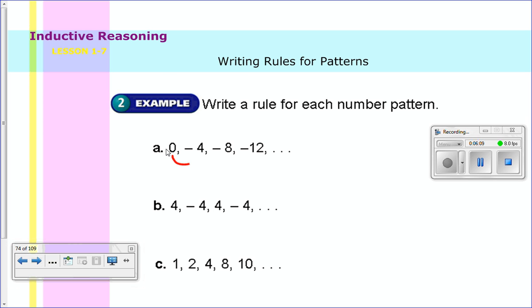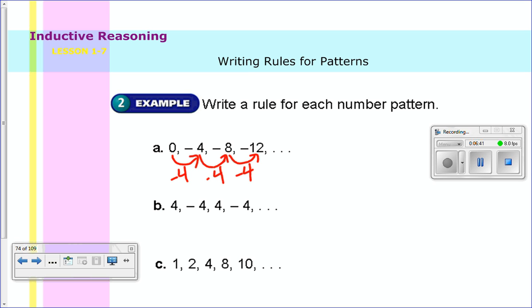Now again, I need to find out what is happening each time to get to that next number. Now, if it doesn't work for even one number, it's not the rule. So here, the only way to go from 0 to -4 is to subtract 4. Let's see if this works for the next number. -4 minus 4. Well, if you have -4 and you take away 4, you do end up with -8, so you subtract 4. -8 minus 4 would bring me to -12.